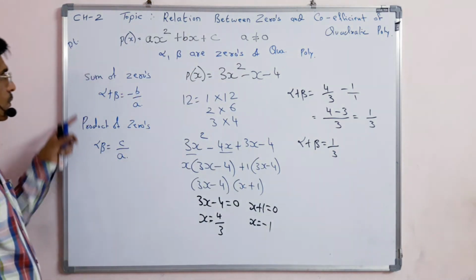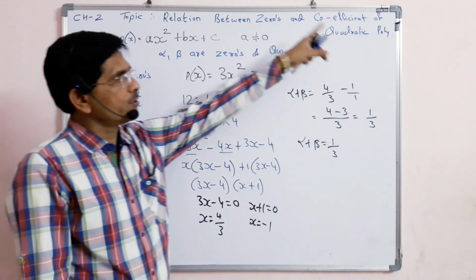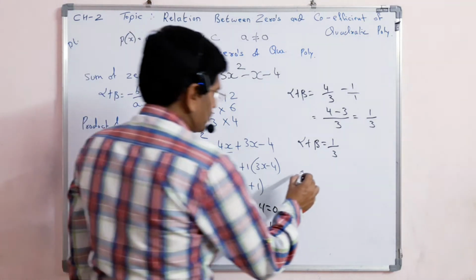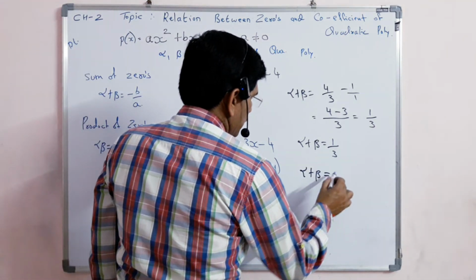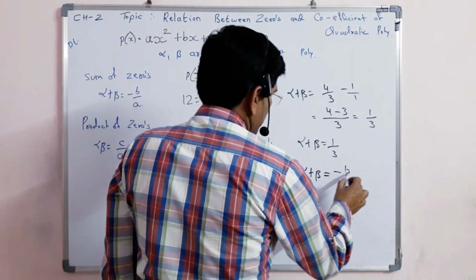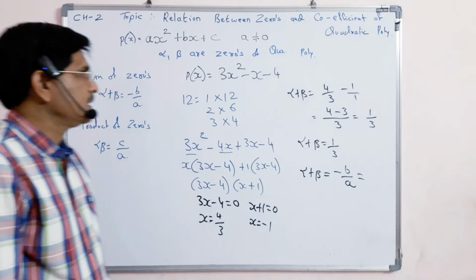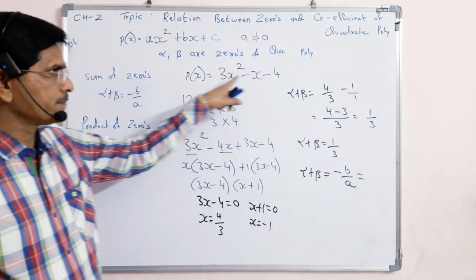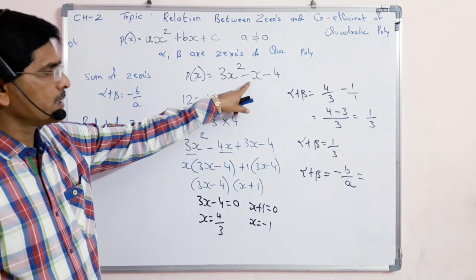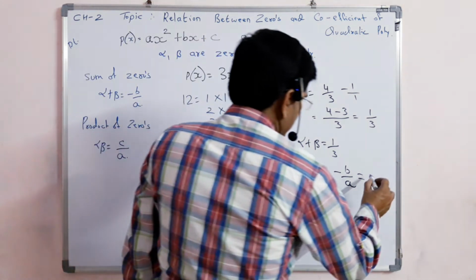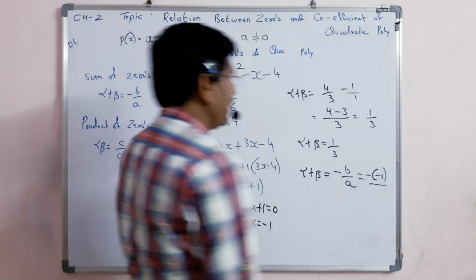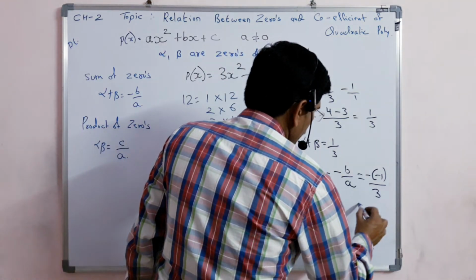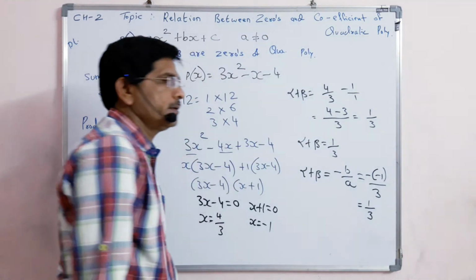Now if we compare with the sum of zeros from the coefficients of the quadratic polynomial, the formula for it is alpha plus beta is equal to minus b by a. Now we have to find the value of b from the quadratic polynomial. If you see properly, here b is equal to minus 1. So in bracket I have to write minus 1, and as a I have to write 3. If we simplify, we get the answer 1 by 3.